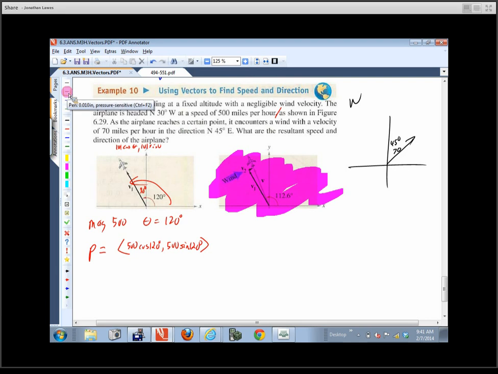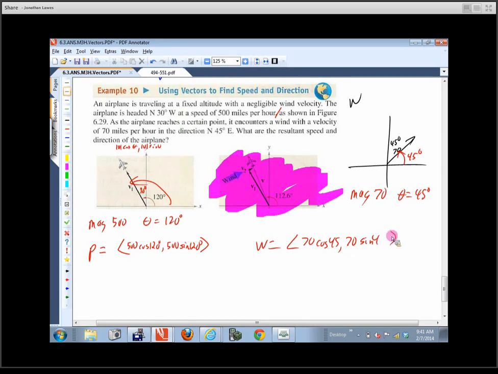So from standard position, what's the angle from standard position? Happens to be 45, so that's nice and easy on this one. So the magnitude for the wind is 70. The direction angle is 45. So could I come up with a vector for the wind? You bet. 70 cosine 45, comma, 70 sine 45.